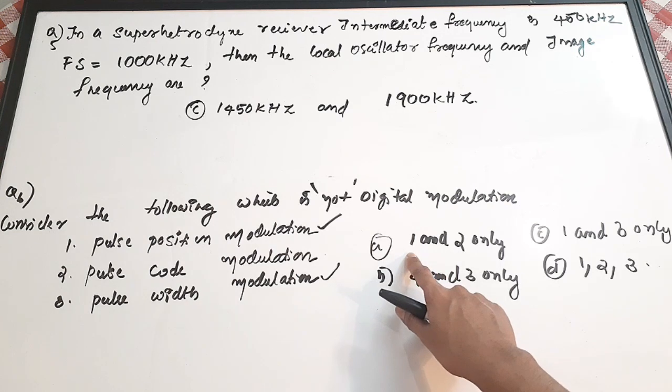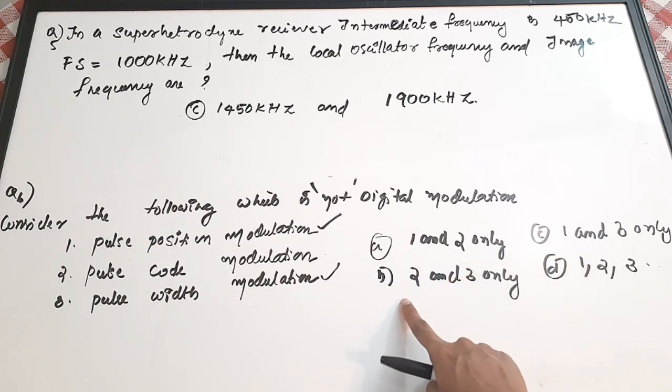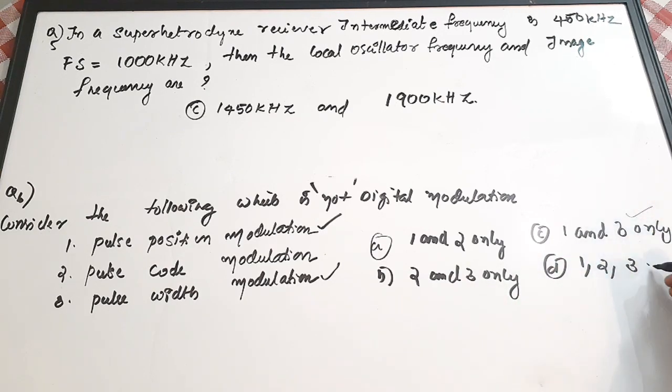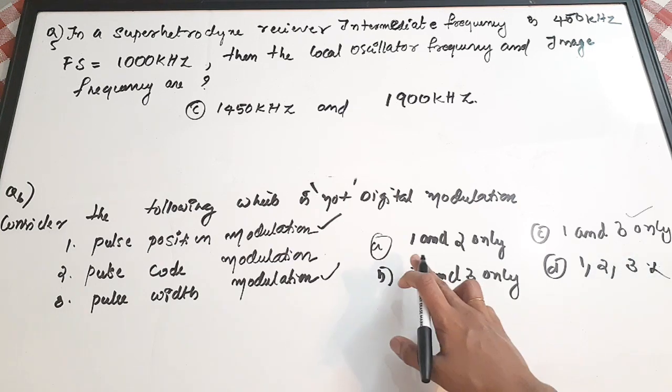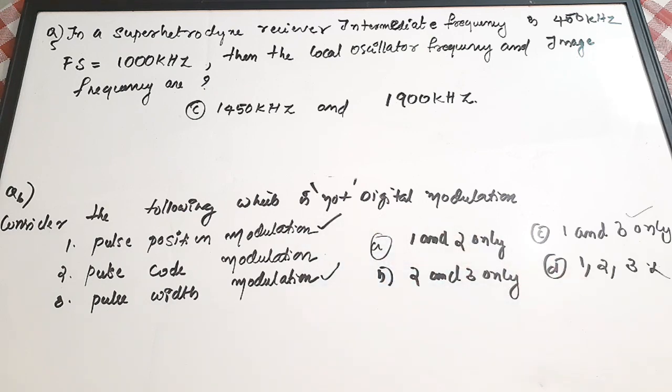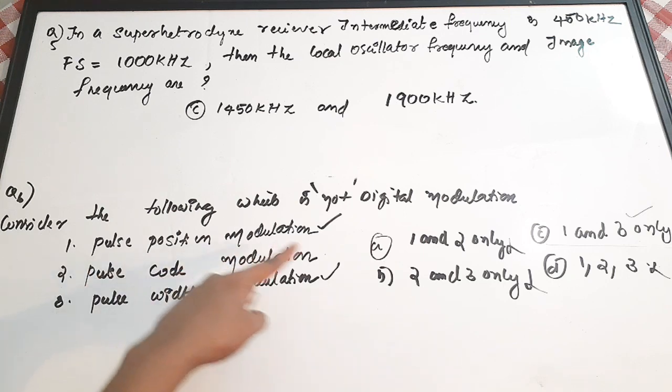So option A, 1 and 2, no. B, 2 and 3, no. C, 1 and 3, yes, that is the correct answer. 1, 2 and 3, no. If 2 is included, you cannot select that option because you know that PCM is a digital modulation. So this option is also wrong, this option is also wrong. The correct answer is option C: PPM, pulse position, and pulse width modulation are not digital modulation techniques. So that is the correct answer for question number 6, which is option C.